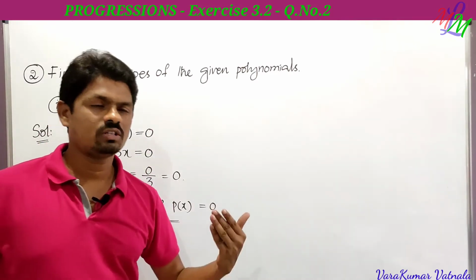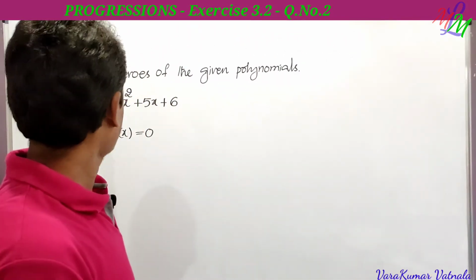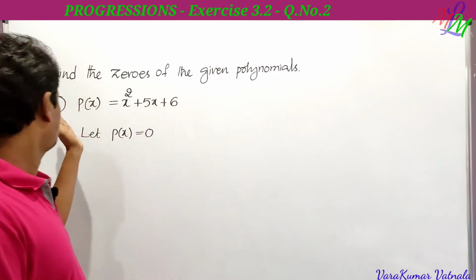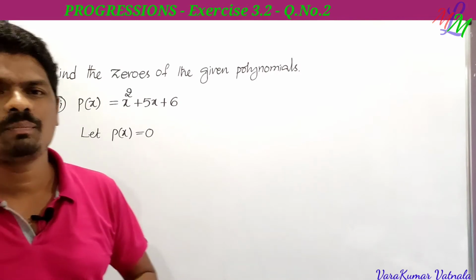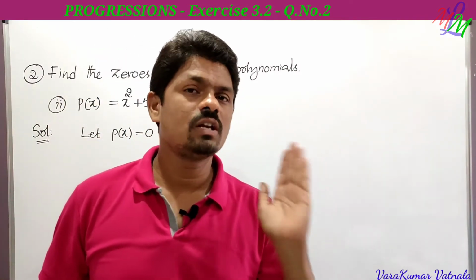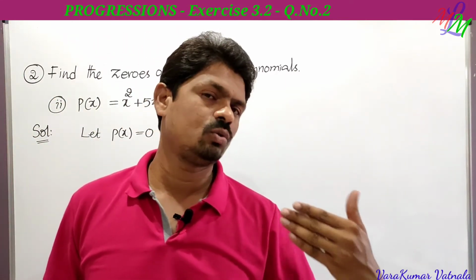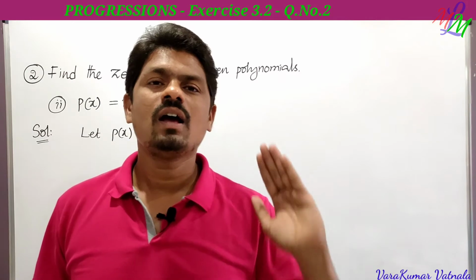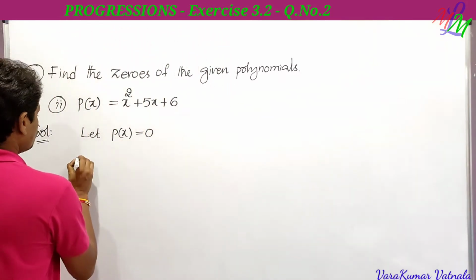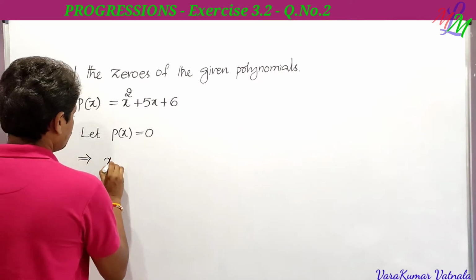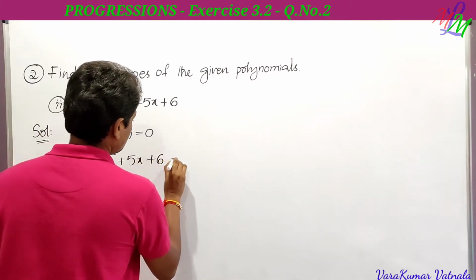So next we have to solve the second one. This is the second part in the second problem. Find the zeros of the given polynomials. Here he has given the second one: p of x is equal to x square plus 5x plus 6. So first let p of x is equal to 0. We have to equate the given polynomial to 0, and then find the value of x. So see here, let p of x is equal to 0. So p of x, which he has given as x square plus 5x plus 6, is equal to 0.